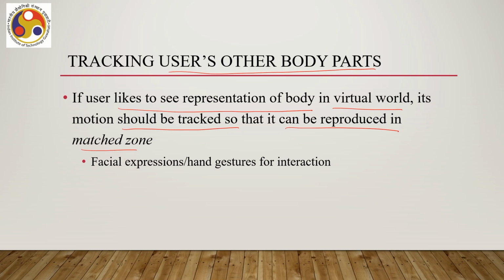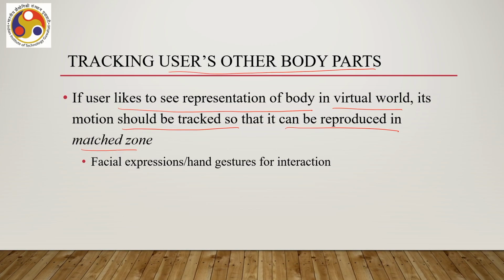So, first category we just have seen, that is tracking the sense organs. We are now in the second category of tracking, that is tracking other body parts. These are required when the user likes to see representation of the body in the virtual world, then that body part needs to be tracked, so that it can be reproduced in the matched zone. What is a matched zone? We have already discussed in the previous lectures. Now, it may involve facial expressions or hand gestures for interaction.